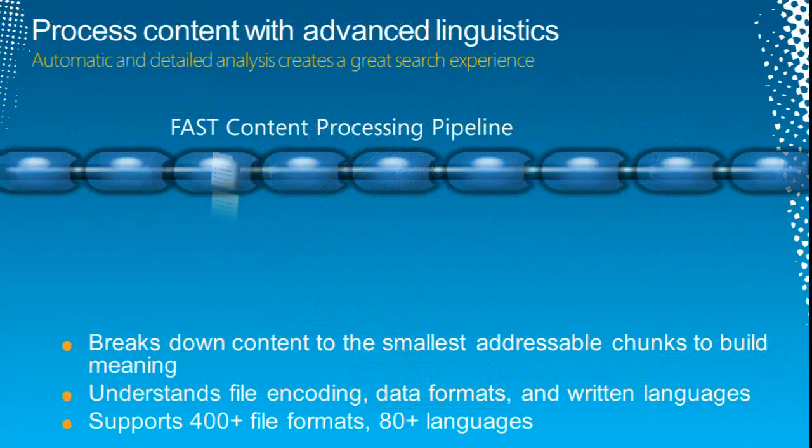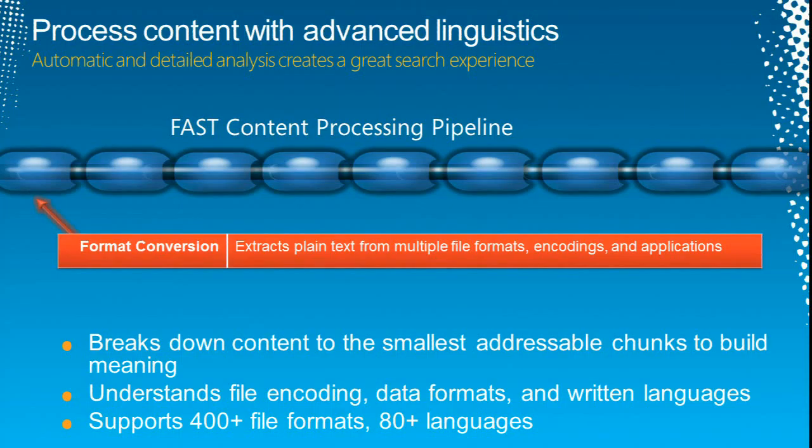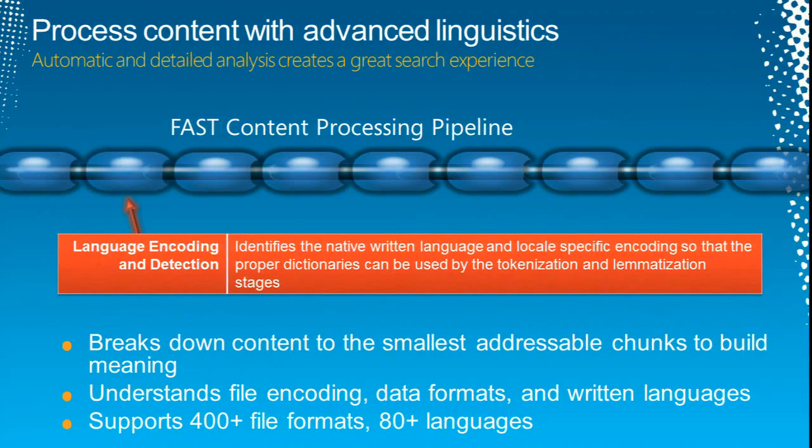So what is that exactly? The Fast content processing pipeline has a few stages. We have to convert formats to make sure that everything is in line for us to work with it. We have to detect the language. The language detection is really, really important for us with Fast because when we're doing entity extraction with dictionaries and things like that, if we don't know what language the content was written in, then we don't know which dictionaries to apply when it comes to extracting entities.